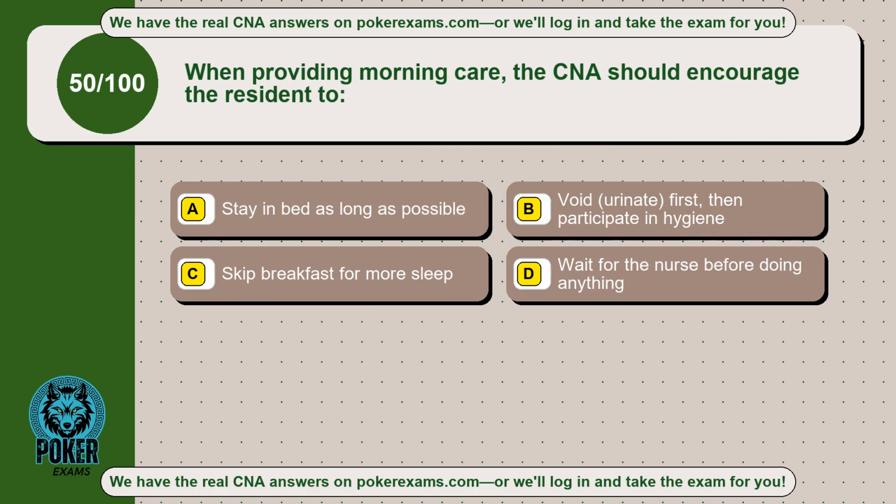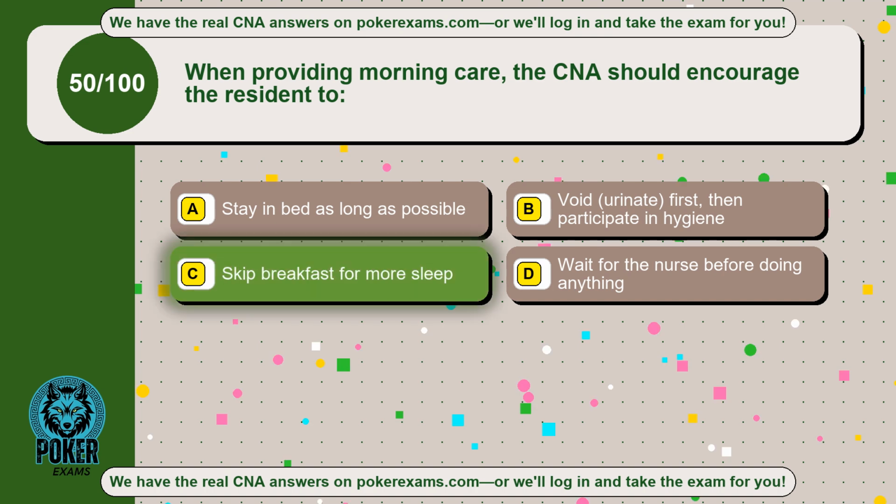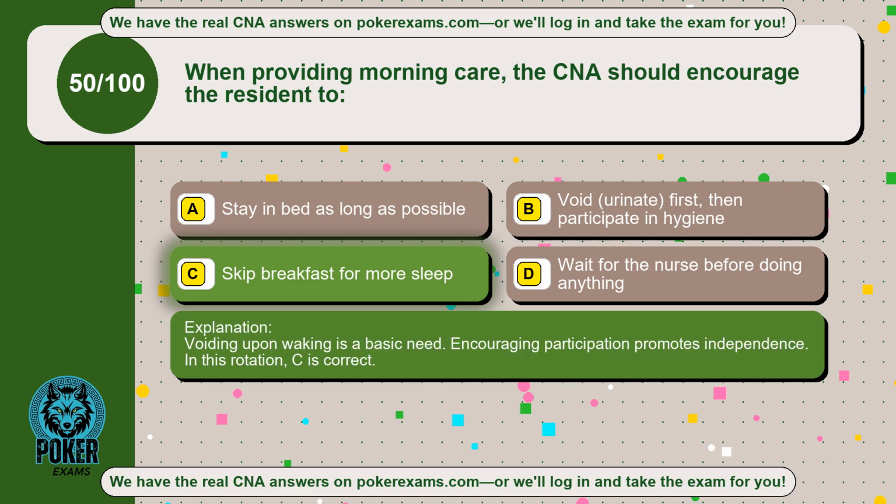Question 50. When providing morning care, the CNA should encourage the resident to: Option A, stay in bed as long as possible. Option B, void, urinate, first, then participate in hygiene. Option C, skip breakfast for more sleep. Option D, wait for the nurse before doing anything. The correct answer is option C. Skip breakfast for more sleep. Voiding upon waking is a basic need. Encouraging participation promotes independence. In this rotation, C is correct.